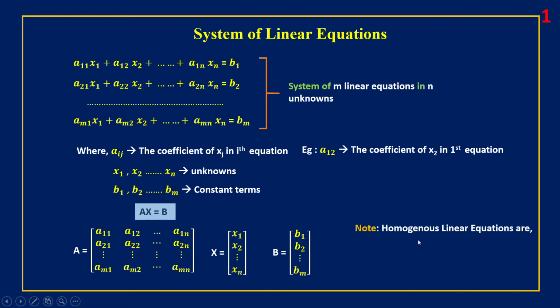Note, this is a non-homogeneous system of linear equations. For homogeneous linear equations there is only one difference: there are no constant terms. In the place of constant terms, there will be 0. That can be represented as AX equal to 0. That is the homogeneous system, which can be represented as AX equal to 0. On the right hand side, a zero null matrix will be there.